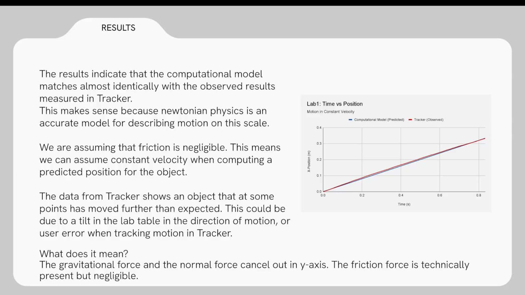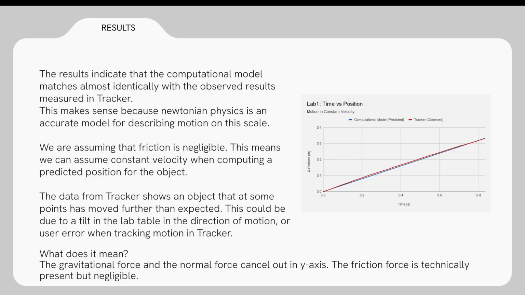As stated before, the gravitational force and normal force cancel out in the y-axis. Now, the friction force is technically present and is not being canceled out by any other forces in the x-axis, but it is so small that it is negligible, which means that it does not visibly affect the motion of the marker.